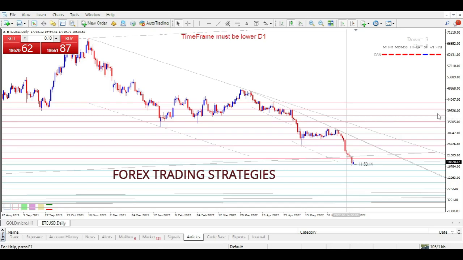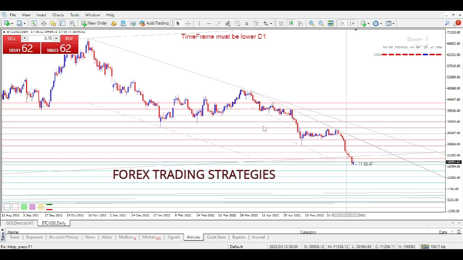So what you want to do is pick a trend on the daily. The currency pair that you're going to be trading on the daily chart, has it been trending up? Has it been ranging? Has it been trending down? You need to have an idea about that.